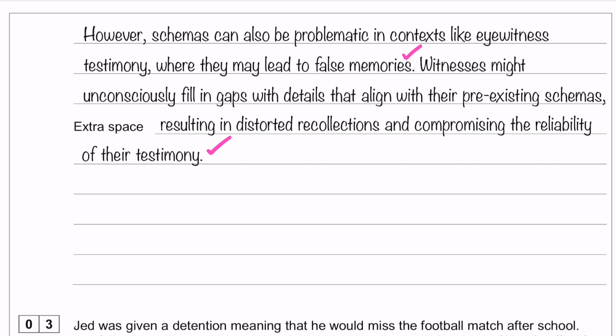Okay, so 1 mark for identifying the problem or identifying the good thing, and then a 2nd mark for elaborating on that, ideally with an example, but it doesn't have to be. That's just the easiest way, in my opinion.